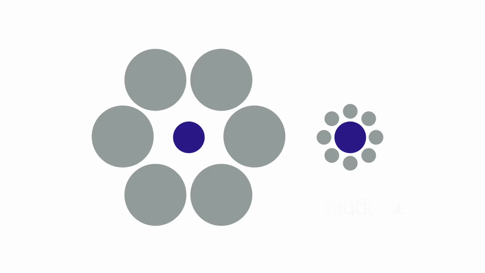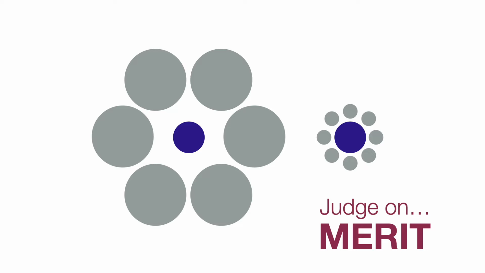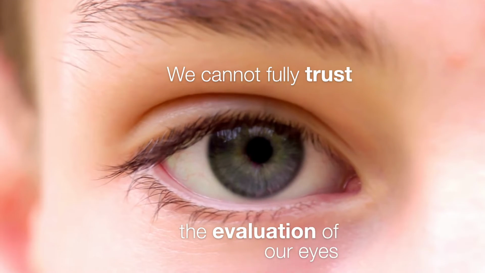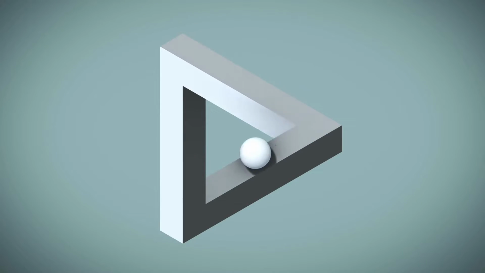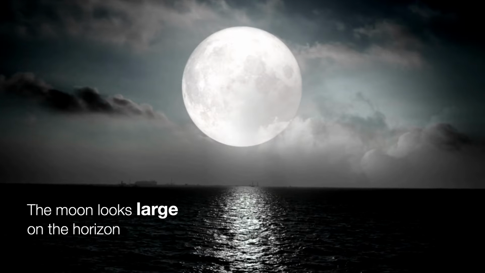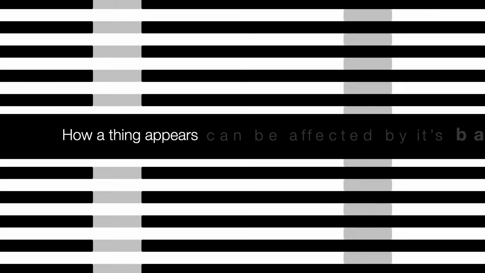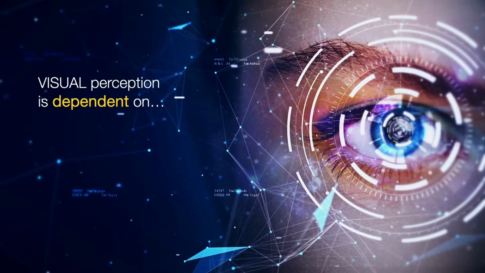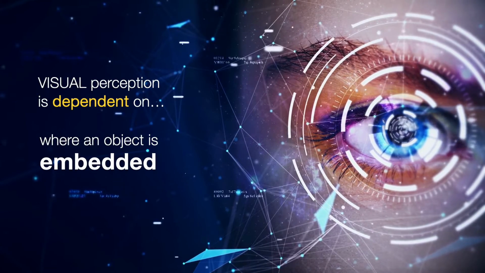We like to think that we are competent to judge things based on their merit. This experiment shows that we cannot fully trust the evaluation of our eyes. And there is an abundance of other similar optical illusions to prove it. A line appears longer when vertical than when horizontal. The moon looks large on the horizon, but small overhead. In short, how a thing appears can be affected by its backdrop. The way we visually perceive an object is dependent on where it is embedded.